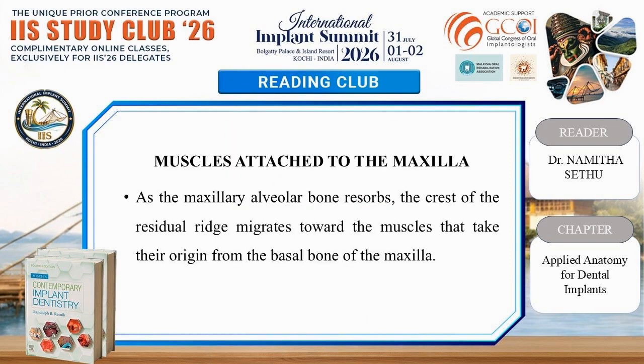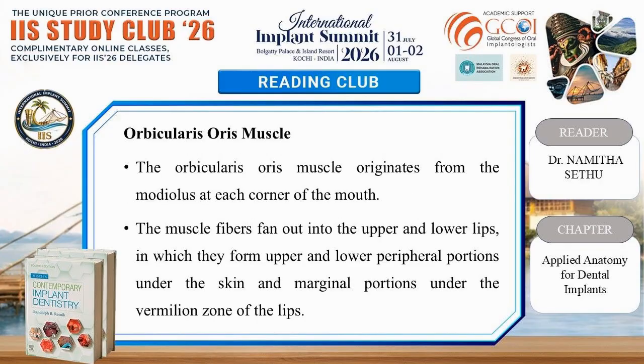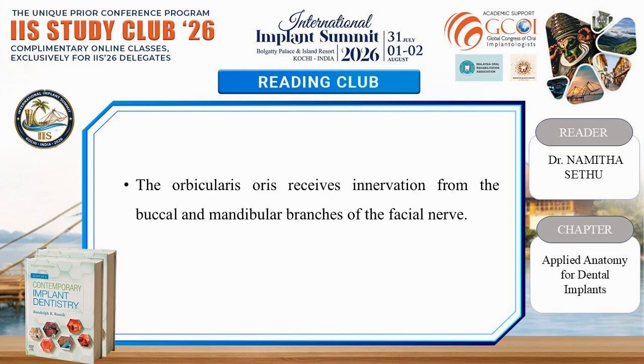Muscles attached to the maxilla. As the maxillary alveolar bone resorbs, the crest of the residual ridge migrates towards the muscles that take their origin from the basal bone of the maxilla. Orbicularis oris muscle. The orbicularis oris muscle originates from the modiolus at each corner of the mouth. The muscle fibers fan out into the upper and lower lips, in which they form the upper and lower peripheral portion under the skin and marginal portions under the vermilion zone of the lips. Orbicularis oris receives innervation from the buccal and mandibular branches of the facial nerve.